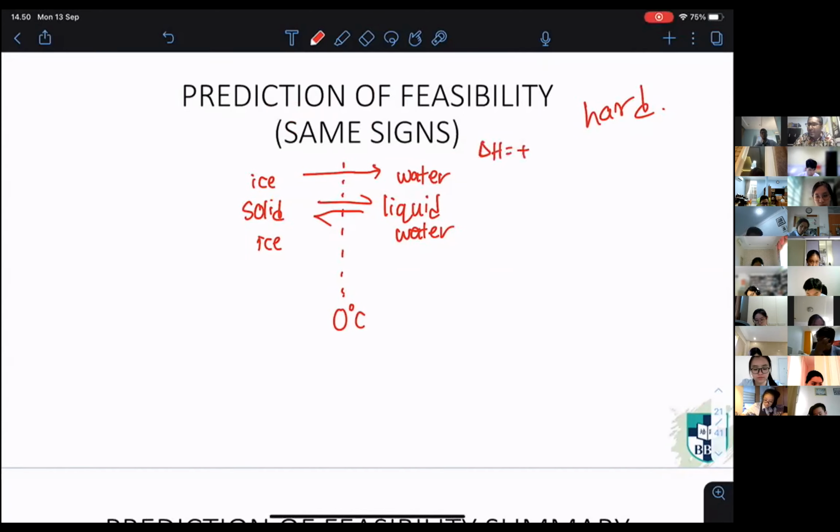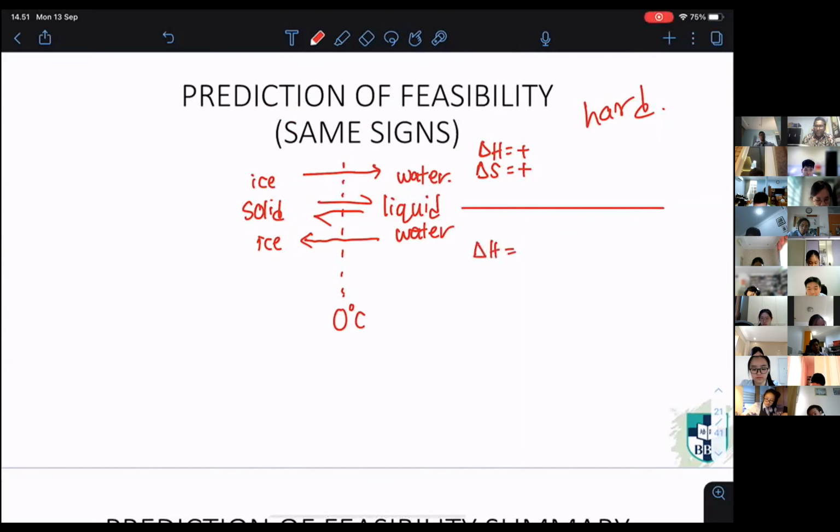It must absorb energy, then only can they break the bond. And then your entropy change, because from ordered it is going to become disordered, which is water, is positive. If you go the other way around, water changing into ice, you will see that your delta H is going to be minus.